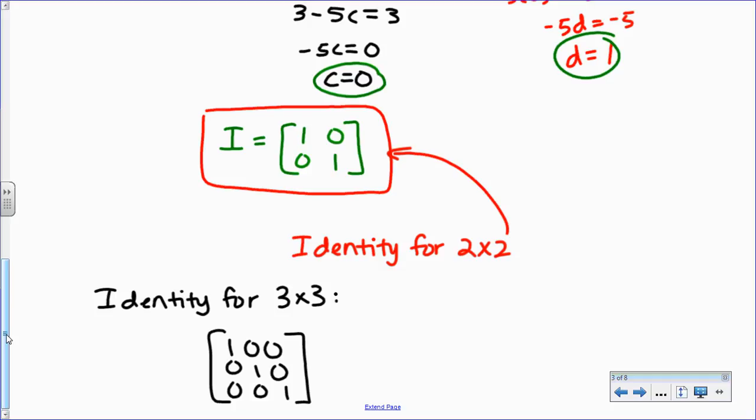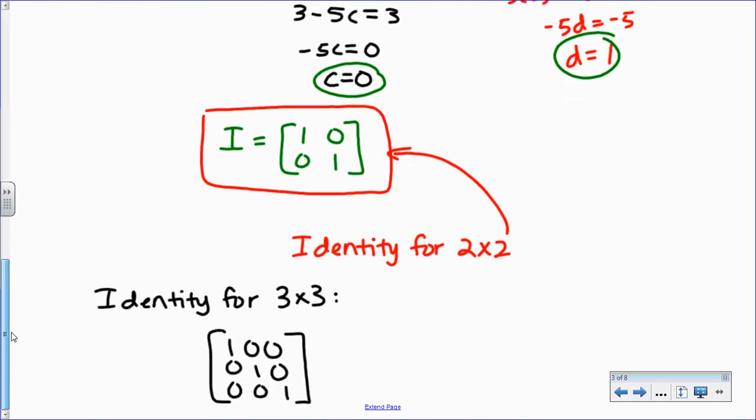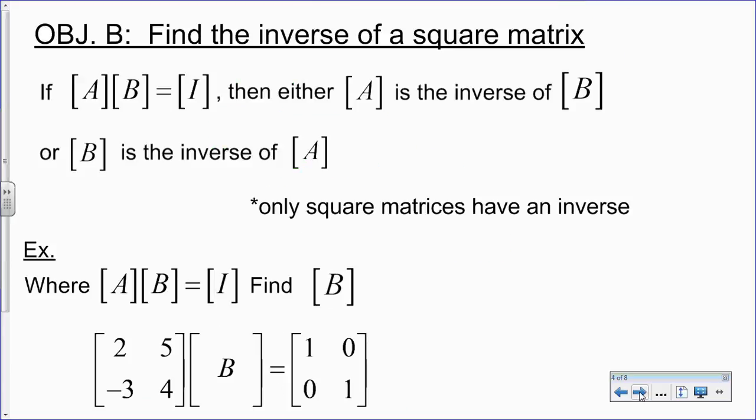So we want to use identities to start talking about inverses. Everybody okay with what's up here? All right, so inverses are what you multiply by a matrix to go back to the identity.